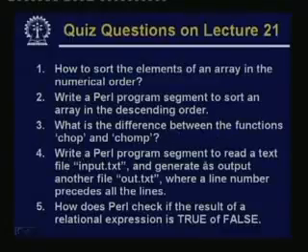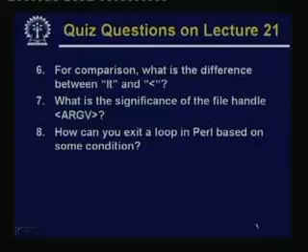Write a Perl program segment to read a text file input.txt and generate as output another file out.txt where a line number precedes all the lines. How does Perl check if the result of a relational expression is true or false? For comparison, what is the difference between LT and this less than symbol?